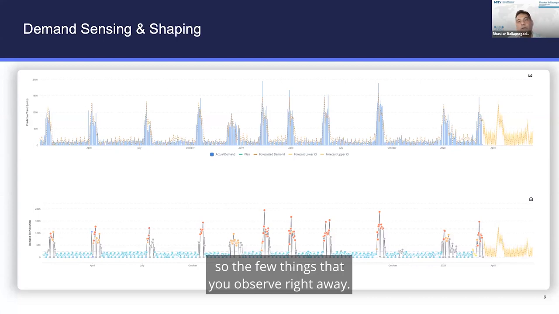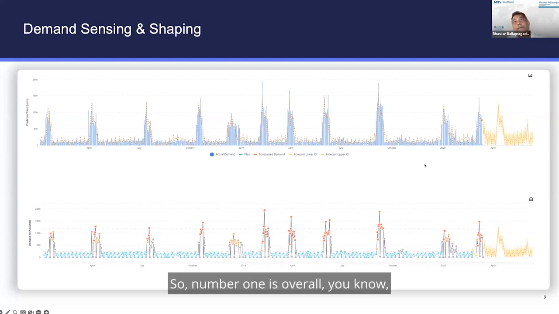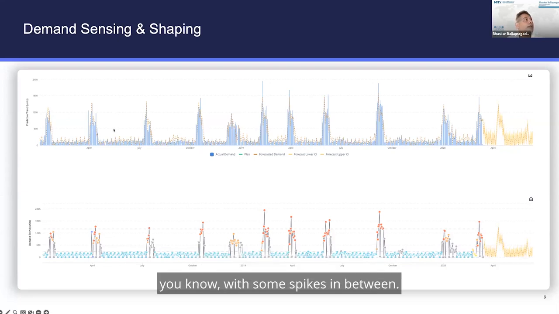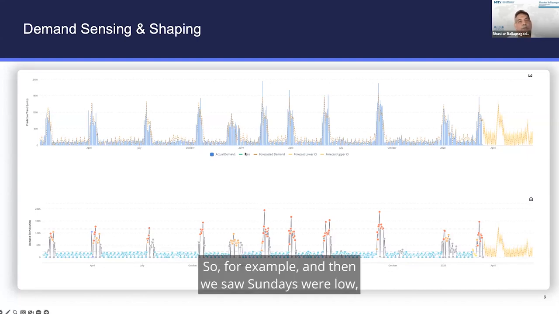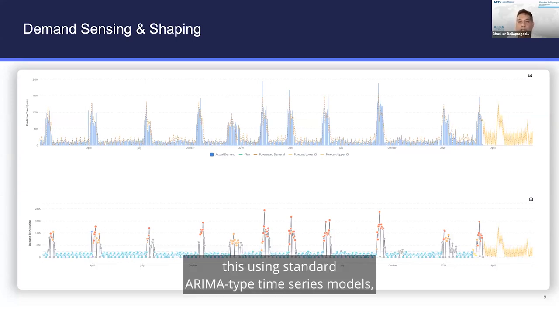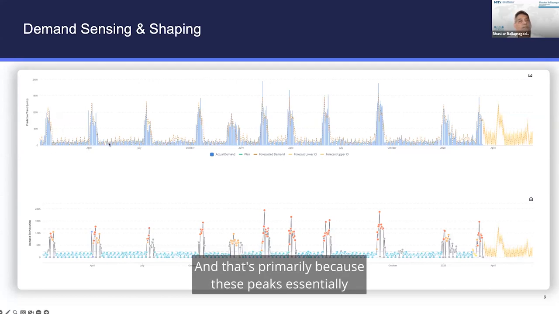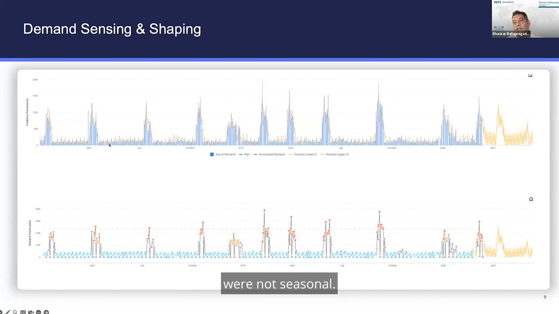So you see a few things that you observe right away. So number one is overall, visually, the model seems to work very well, right off the bat. Second, you had long periods of low demand, with some spikes in between. There was weekly impact on the demand. So for example, we saw Sundays were low, Saturdays were high, et cetera. But overall, the levels were low with some time periods of high. Now, when we tried to model this using standard ARIMA type time series models, it didn't work very well. And that's primarily because these peaks essentially were not seasonal.